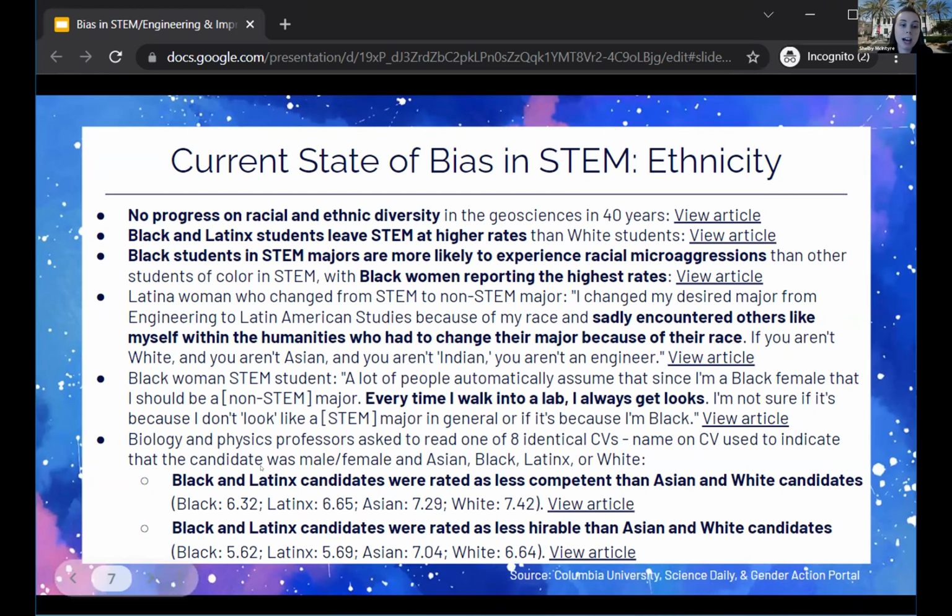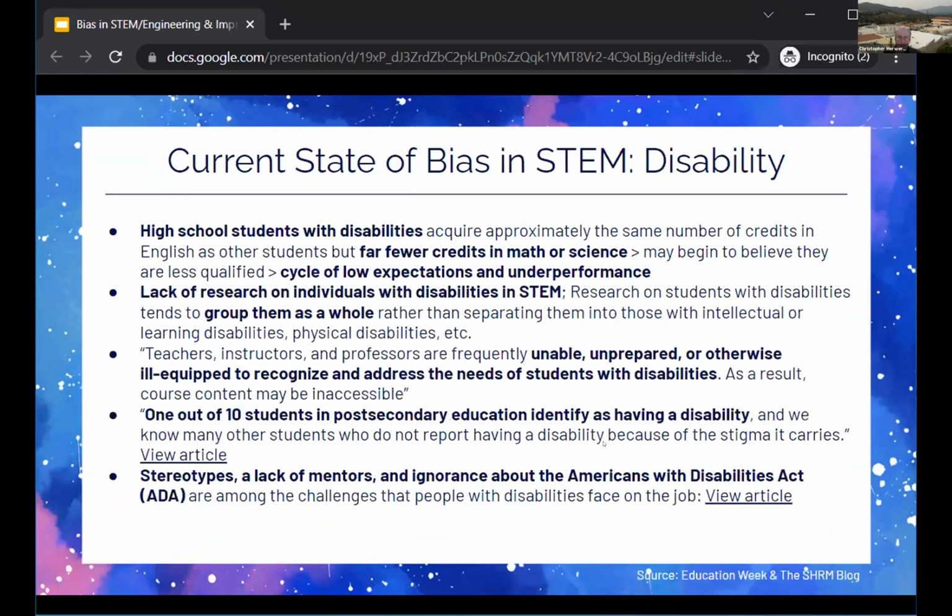When we looked at resumes that were completely identical and then used names with kind of cultural associations with those names, Black and Latinx candidates were rated as less competent than Asian and white candidates. So employers and people looking at these resumes rated people lower just based on their name. It was the same resume, and also rated as less hireable. So we know that this is unconscious bias. It has nothing to do with their competence in anything because it's the same resume, but it's the biases that exist in the field.